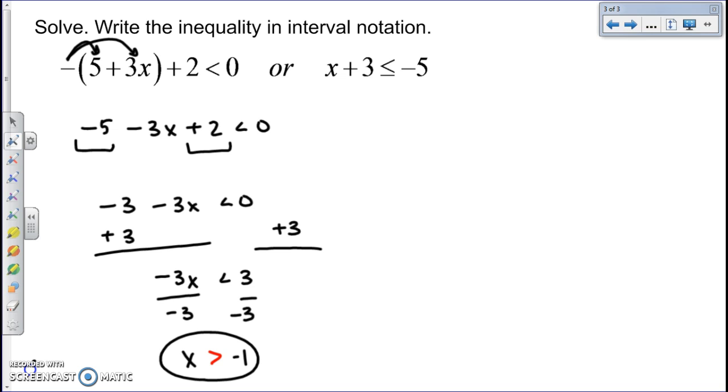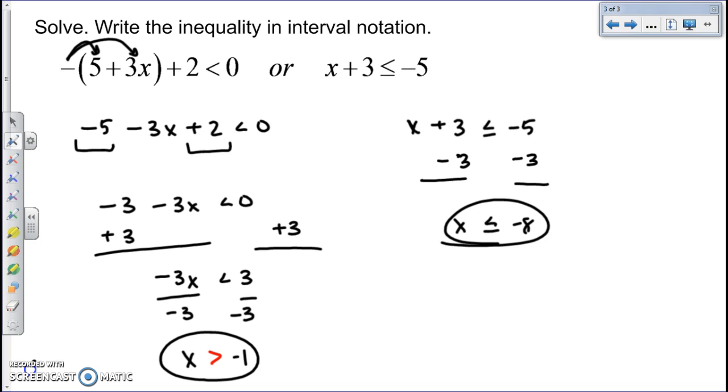Then the next inequality is much simpler. All we have to do is isolate x by using the addition principle of inequality. They're adding 3, so we're going to subtract 3. And we're done. Okay, so now let's graph our inequalities to see what our solution will look like.